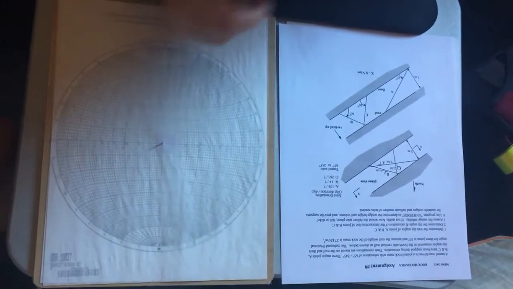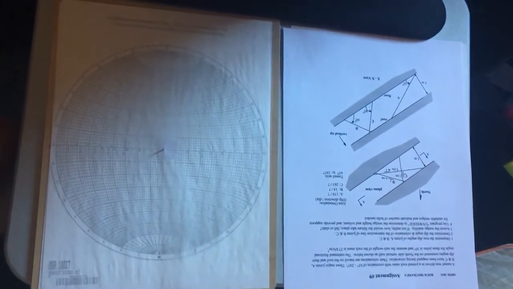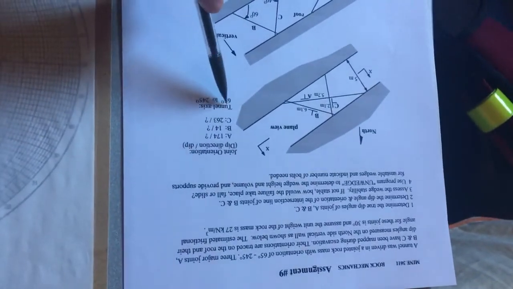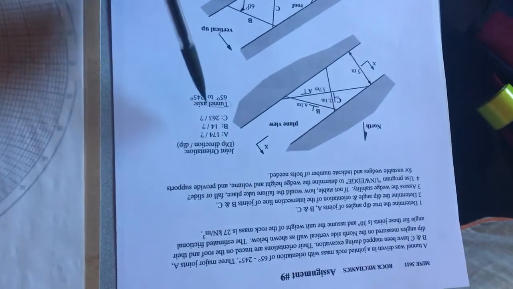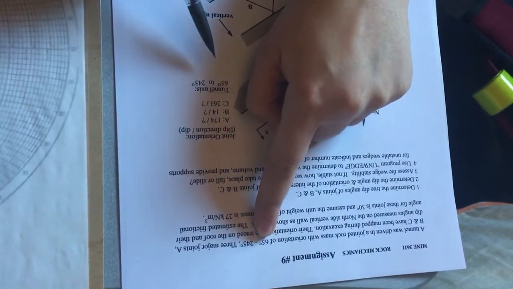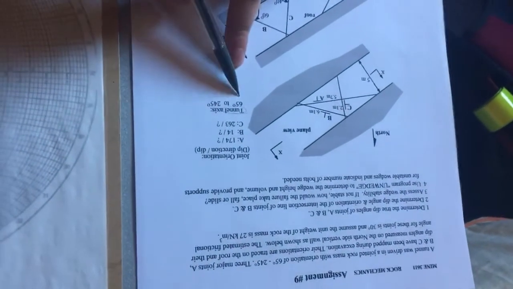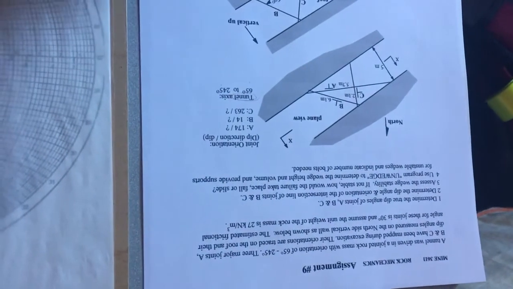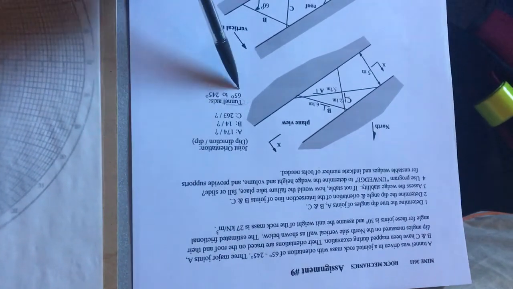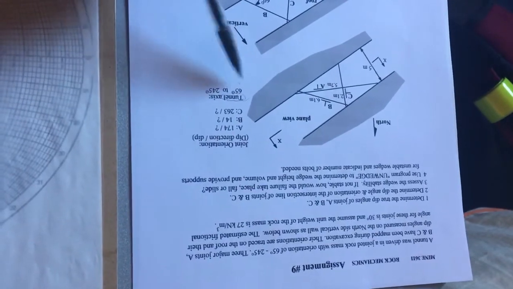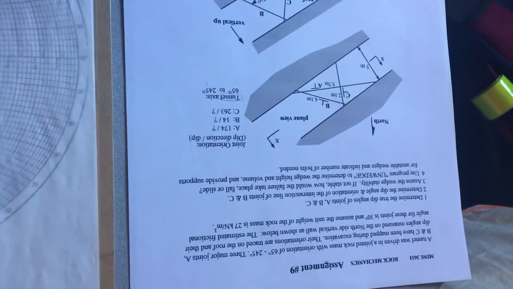Okay, so for the first thing you have to do is look at the orientation of the tunnel. It says in the question that it's oriented 65 to 245. We messed that up in the assignment because I thought this was a plunge and this was an azimuth, but they're both azimuths. So it's just a straight line.